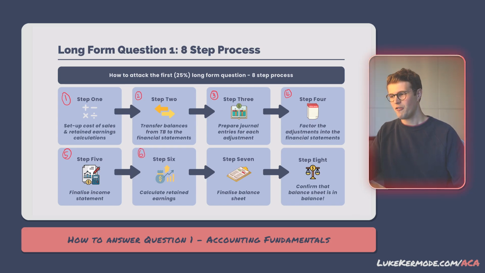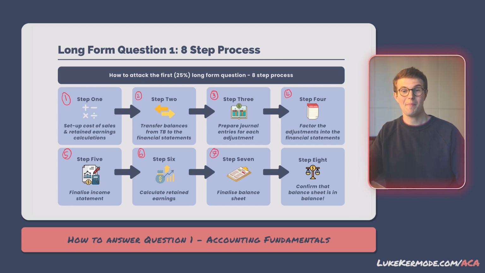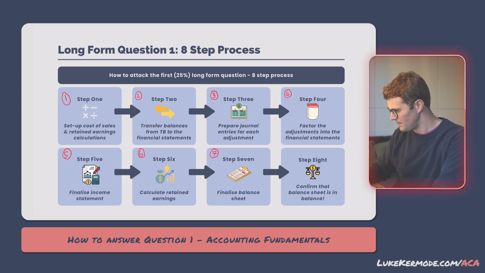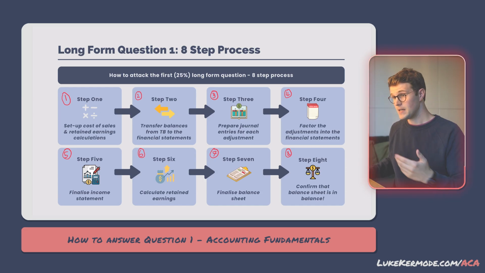Step 6, you're going to use that net profit figure from your income statement to calculate closing retained earnings. Step 7, you're going to finalize your balance sheet. And finally, step 8, you're going to take a moment to confirm that your balance sheet balances. Total assets should always equal total equity plus liabilities.